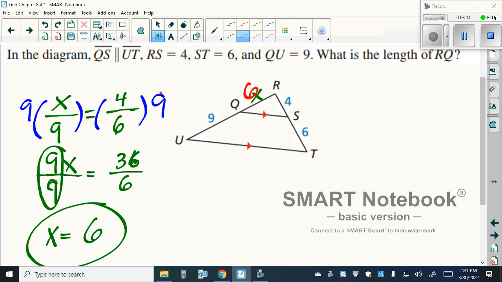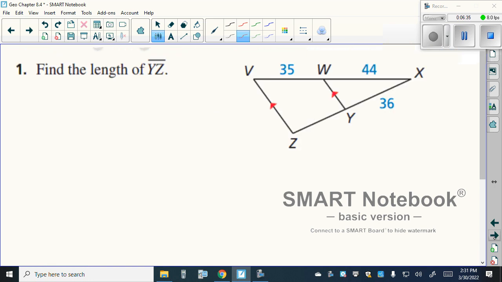9 times 4, because we multiply with the numerators. Now, what we could have also done is just typed that entire thing as it is right there into the calculator, and it would have done it for us. Any other questions on this here? Let's look at the next one here.